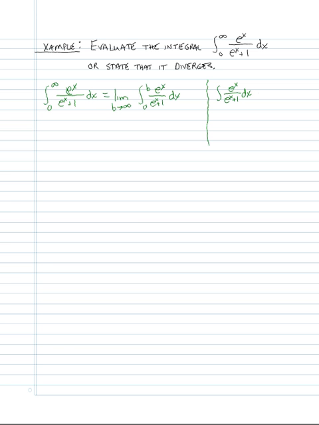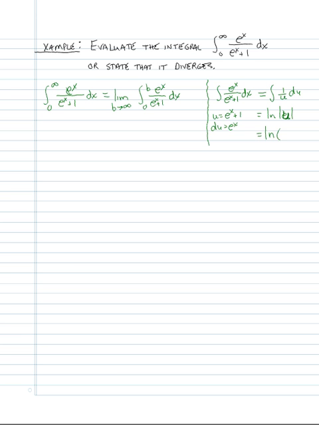And this is a case of a simple process of substitution. If we let u be e to the x plus 1, then du will be e to the x. And so what we actually have here is the integral of 1 over u du. And of course, that's the natural log of the absolute value of u, plus a constant of integration, but this is going to go into a definite integral, so we don't need that constant of integration. And of course, u is e to the x plus 1.